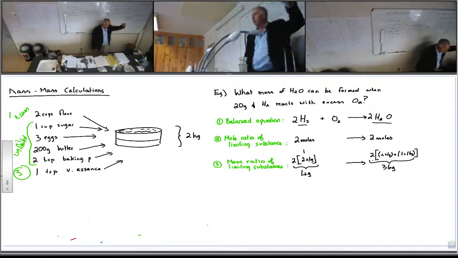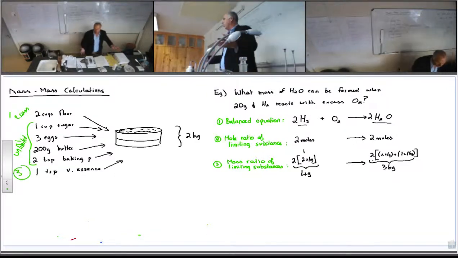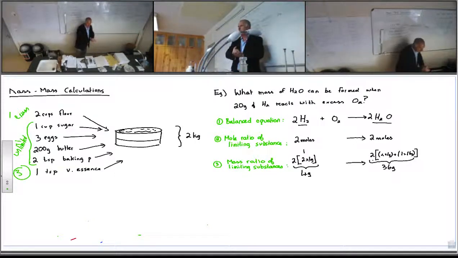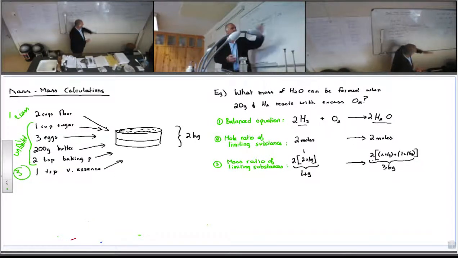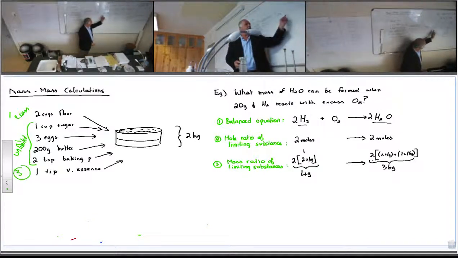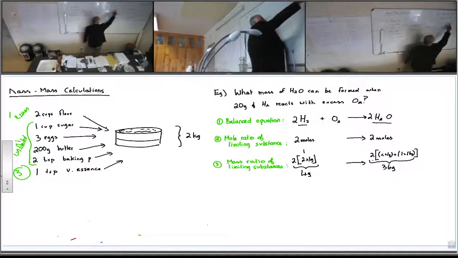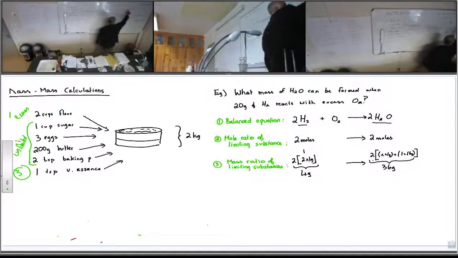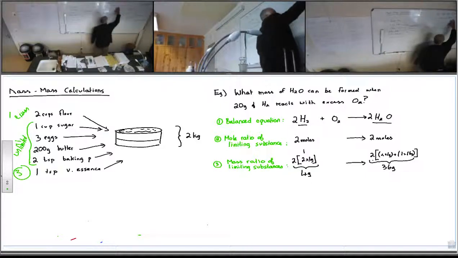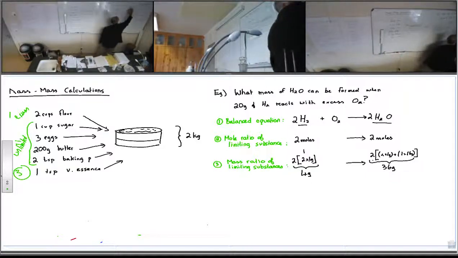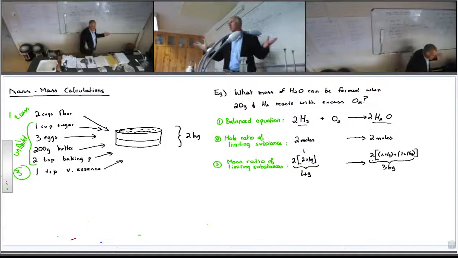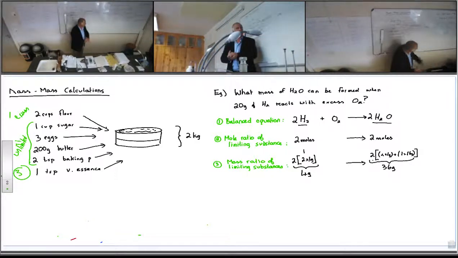If I didn't ask you to calculate the mass of water, it wouldn't be important. But I'm saying how much water, what mass of water will form. Then you write down the mole ratio of your limiting substance and the important substances. So that's the mole ratio, you simply copy it from there. 2 and 2. 2 moles of hydrogen will give us 2 moles of water. That's easy. Right? Next step is a little bit more tricky.